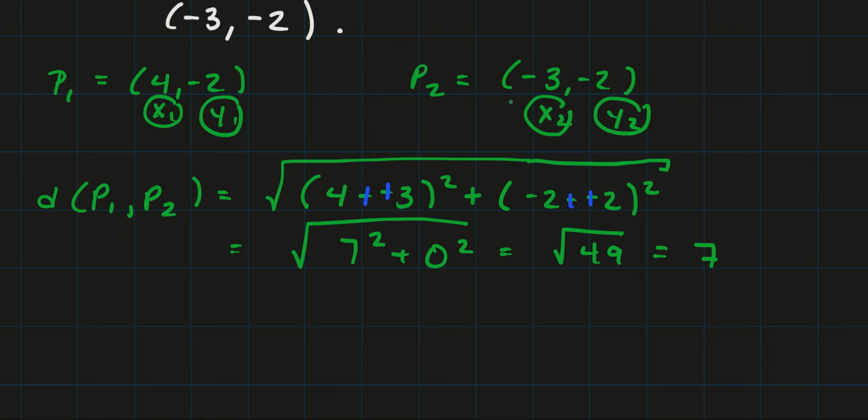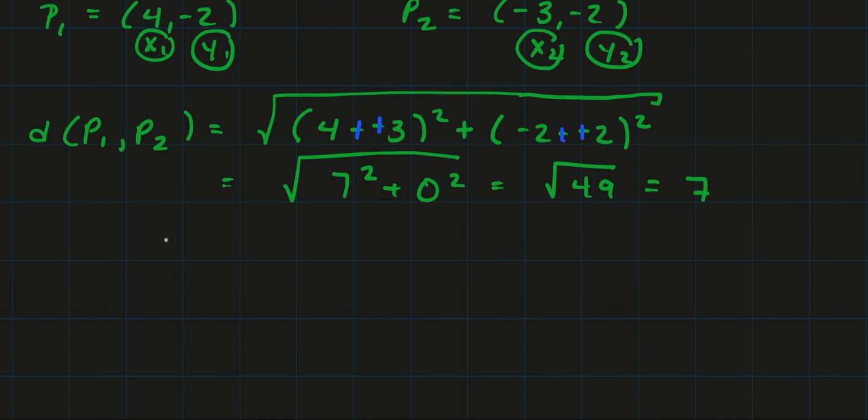And notice that the y-coordinate is the same. So since the y-coordinate is the same, actually these 2 points are on a horizontal line. So you just have to move 7 over. So we can actually kind of sketch this. So we have (-3, -2), it's right here, and then (4, -2). And you can see to get from this point to this point, you got to go over 1, 2, 3, 4, 5, 6, 7. So it is indeed 7.